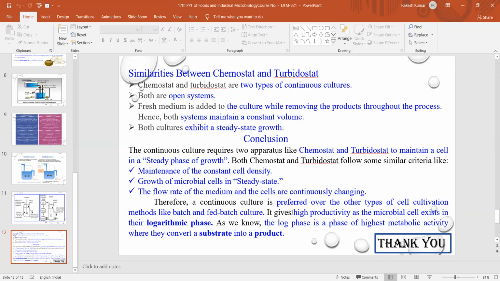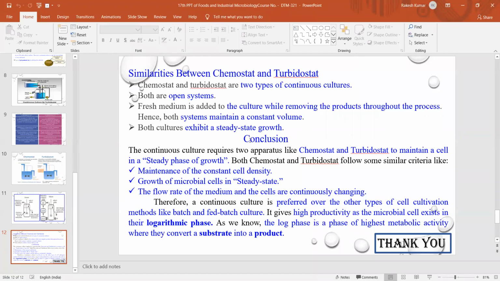So the continuous method gives high productivity as the microbial cells exist in their logarithmic phase, and we have already discussed these things. We have an idea that the log phase is the phase of highest metabolic activity, where they convert a substrate into the product. We have already discussed the different phases of growth of different kinds of microorganisms in any medium.